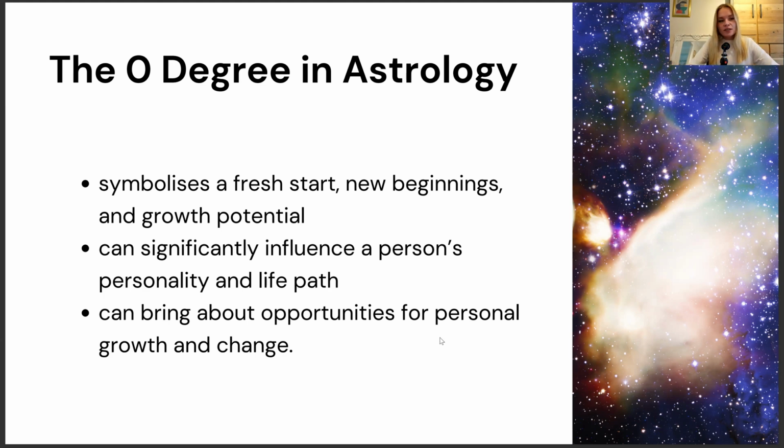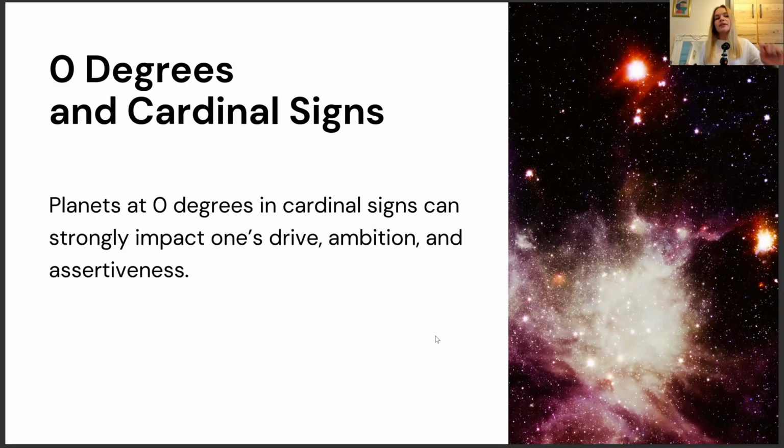Right, so here let's look at that 0 degree in cardinal signs, because here 0 degree is the degree of new beginnings, new phase, new opportunities, but at the same time, cardinal signs are the signs that begin a new season. So with that in mind, this is a very significant connection here. So the cardinal signs, these are Aries, Cancer, Libra and Capricorn.